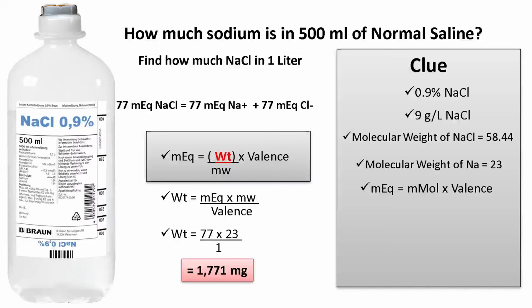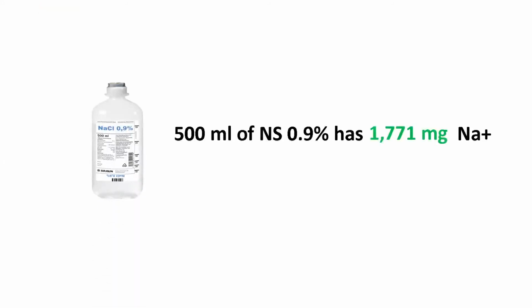So 500 ml of normal saline has 0.9% sodium chloride, which means it has 1771 milligrams of sodium.